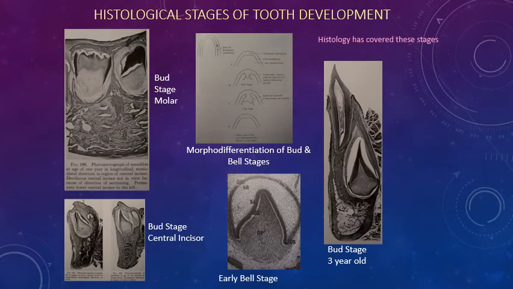So regarding the histological stages of tooth development, in x-rays or in dental OPGs, we usually see the calcification of the tooth germs when it has reached the bud stage, and from the bud stage to the early bell stage are the stages in which we can actually see the tooth germ. And during the bud stage as well as the early bell stage, calcification takes place. It starts from the incisal edges of the incisor teeth, and then it goes downwards.